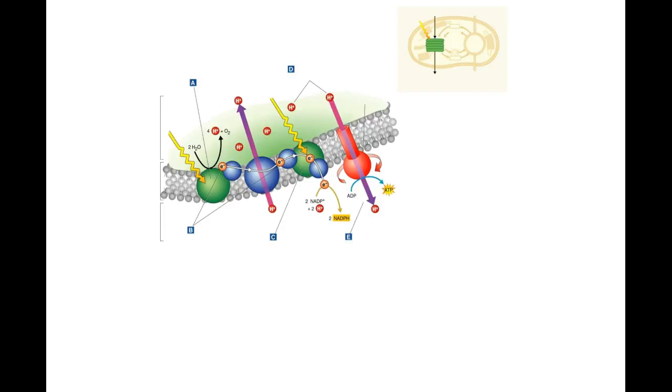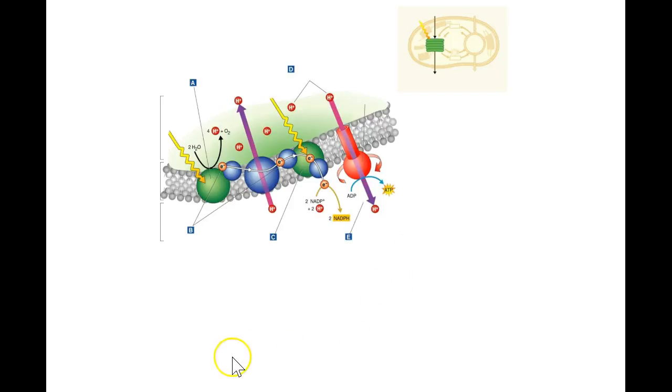And what you are looking at is the electron transport chain. And remember when we were talking about that in the last screencast, this electron transport chain is found within the thylakoid membranes and is where the light-dependent reactions are going to take place.